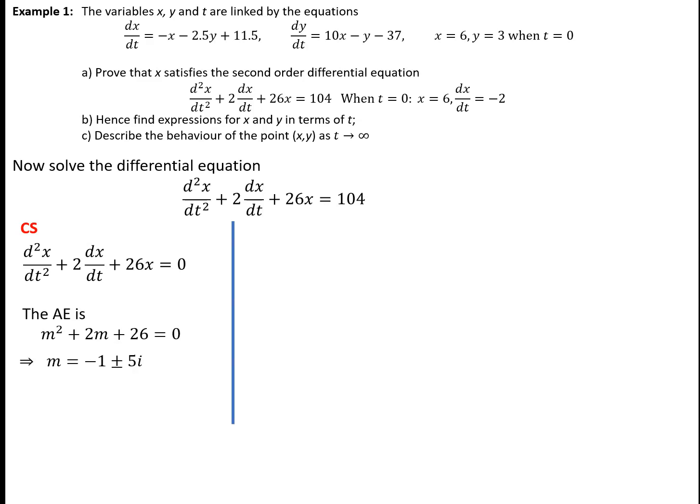The roots of that quadratic equation are m equals minus 1 plus or minus 5i. So the complementary solution is x equals e to the minus 1 times t, in other words just e to the minus t, times a cos 5t plus b sin 5t, where a and b are constants.